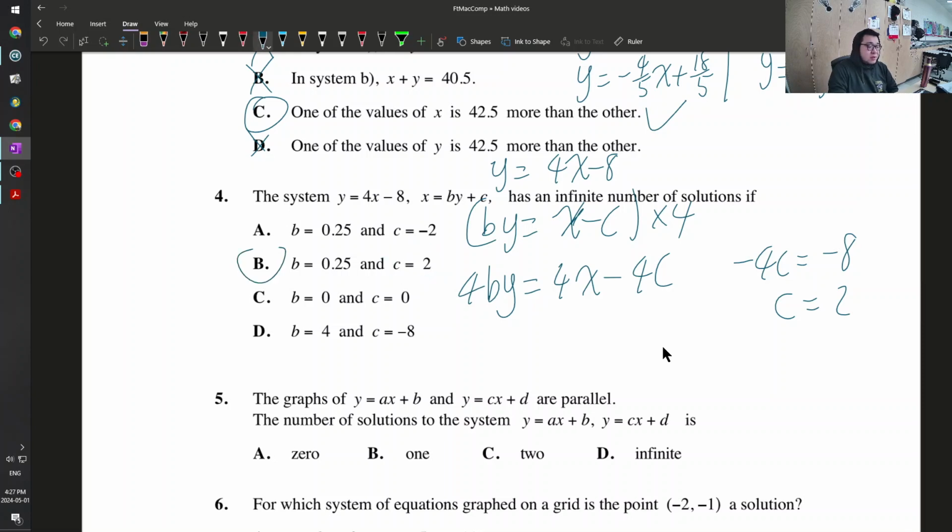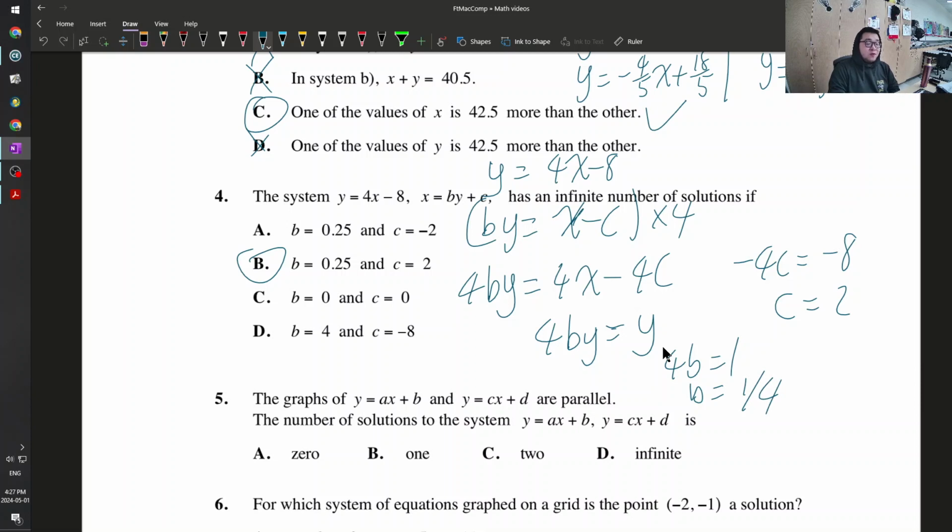And from that we can tell the answer is B, but let's solve for b as well. So 4by is equal to y. Divide both sides by y. We have 4b is equal to 1. Divide both sides by 4. B is equal to 1/4, which is 0.25.